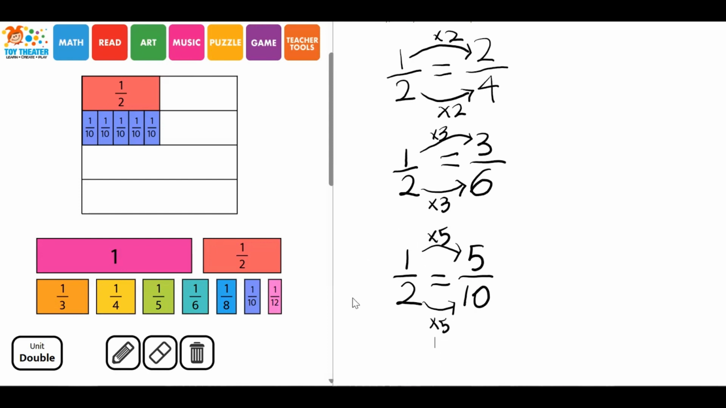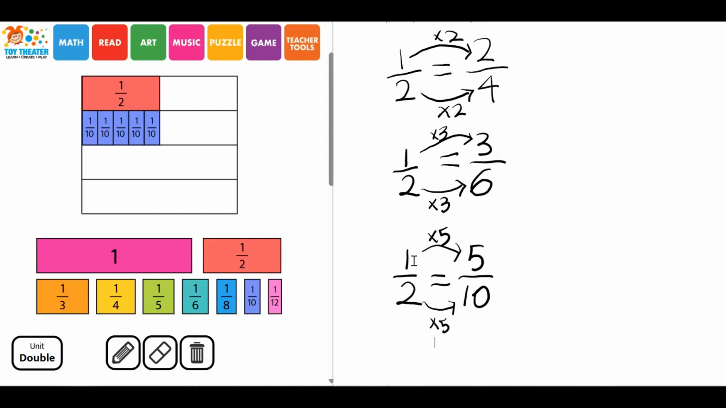So to get equivalent fractions, we actually multiply our numerator and denominator by the same number. So it can be 2, it can be 3, it can be 5, it can be 4, it can be 6, it can be 7, 8. It doesn't matter as long as my numerator and denominator are both multiplied by the same number.